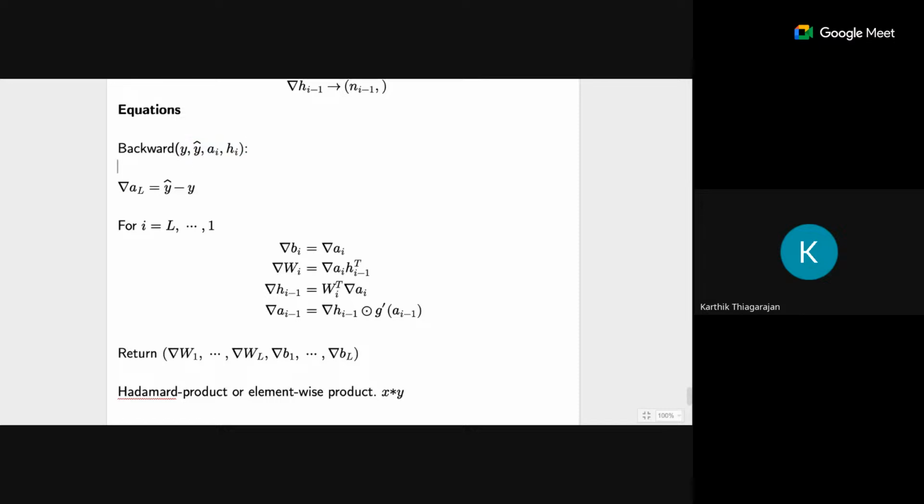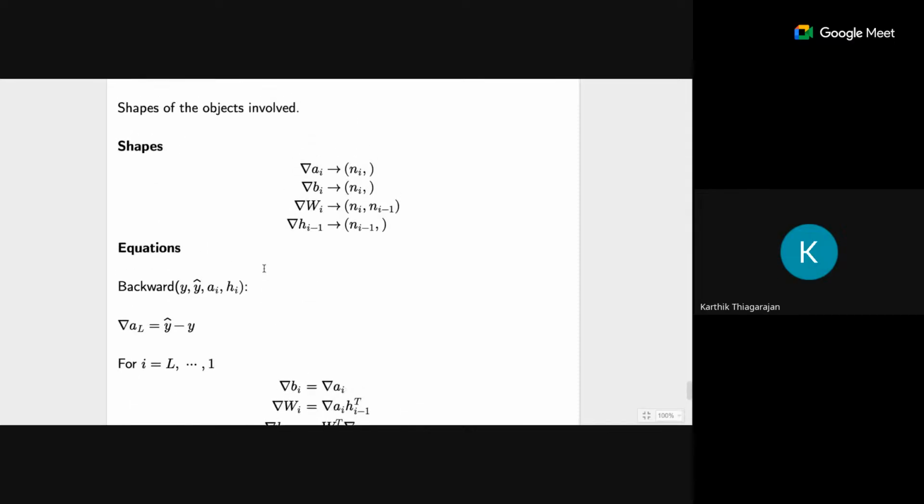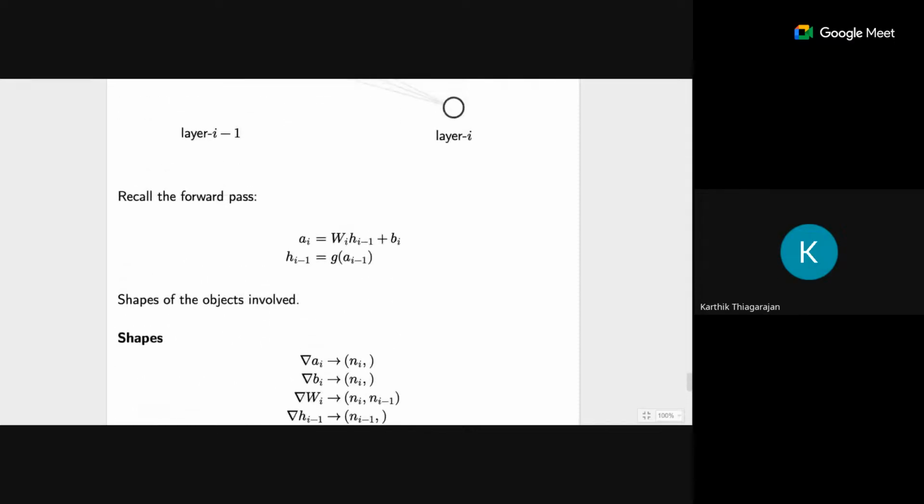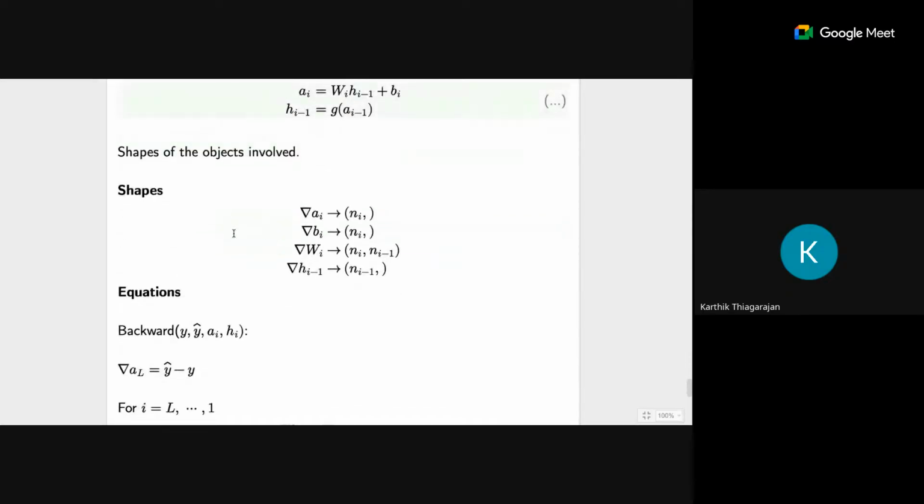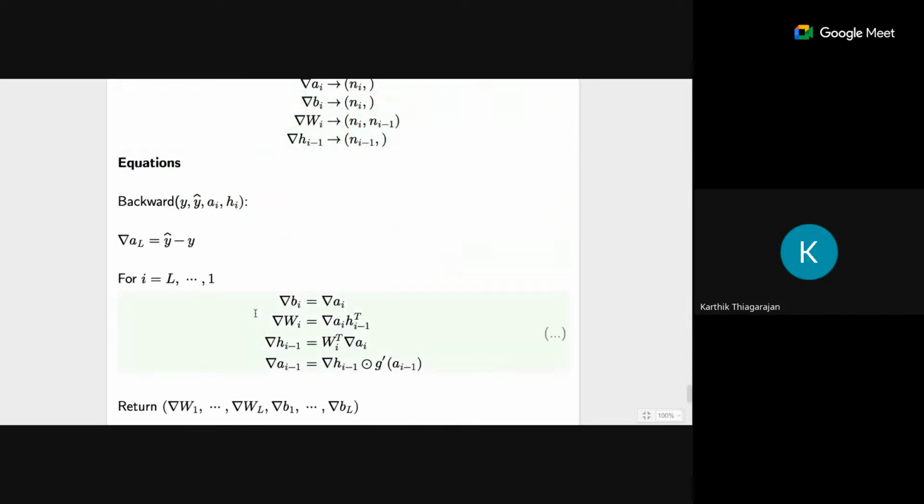Okay, so is this at least somewhat clear? I'm not sure if I was able to explain the backward pass well enough, but for you to remember them, it should be possible using these equations in conjunction with the shapes that you expect. You should be able to reproduce this.